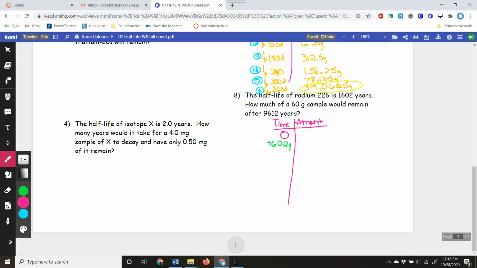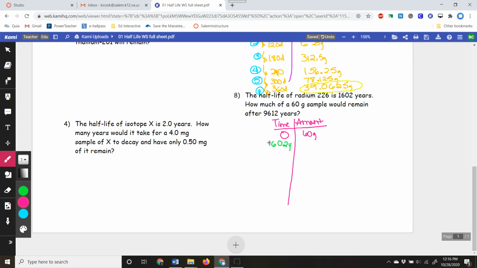How much of a 60-gram sample would remain after 9,612 years? So at the top of the amount column, we need to put the amount that we start with. The amount is 60 grams. We've got to expand this time column until we get all the way down to this period of time. It's going to take us a while.